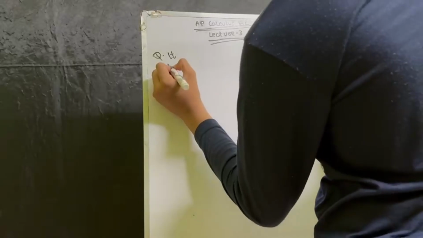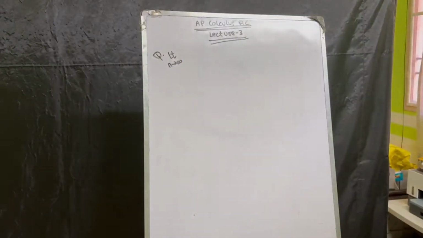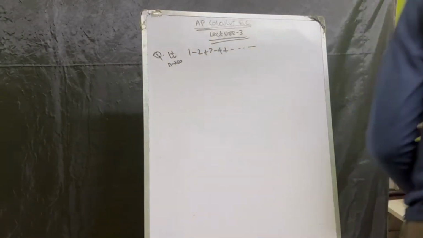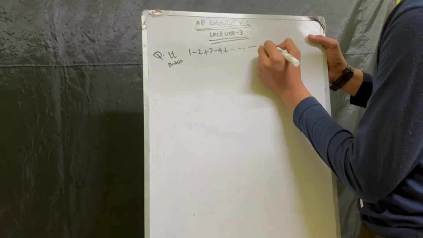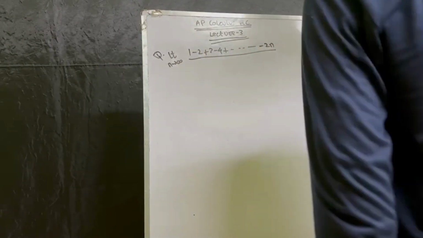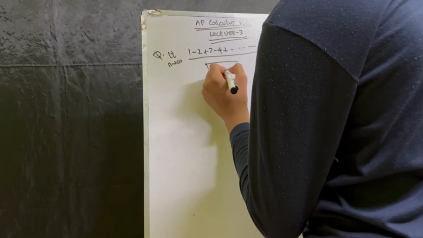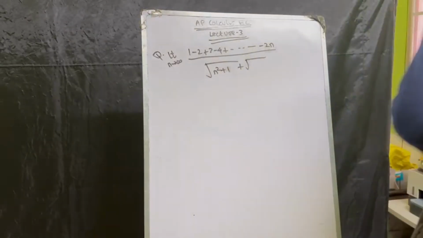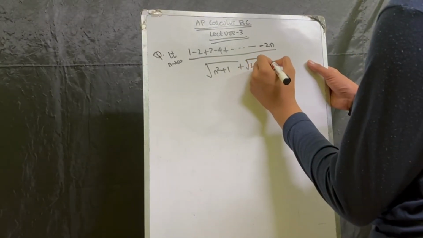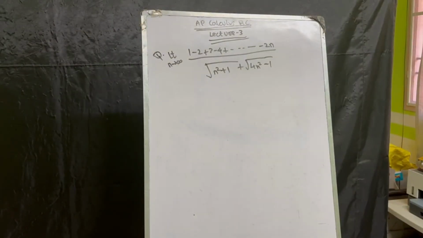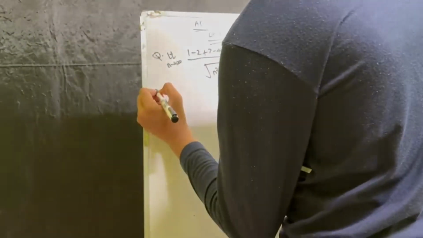They're asking the limit, first of all, n tends to infinity. Limit of 1 minus 2 plus 3 minus 4 plus so on minus 2n divided by the square root of n plus n squared plus 1 plus the square root of 4n squared minus 1. This is a really complex question for most of the people. So let's just begin to solve the answer.